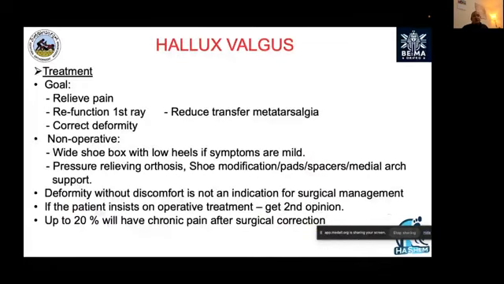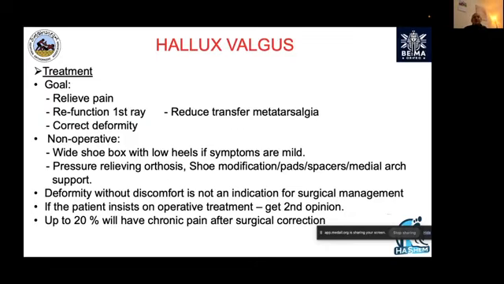The goal of treatment of hallux valgus: we are not plastic surgeons. We don't correct deformities. So if the hallux valgus is not painful and is not affecting the normal daily life of the patient, we don't operate. Our aim is to realign the first ray, get the first ray functioning again, with no transfer metatarsalgia, and to correct the deformity and to relieve the bunion pain if the patient has it.